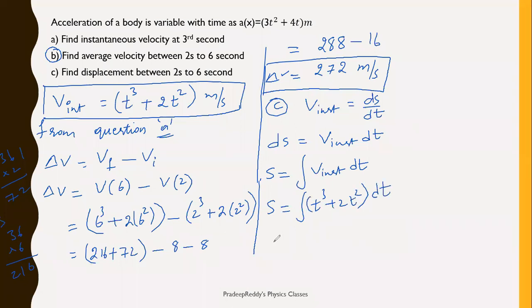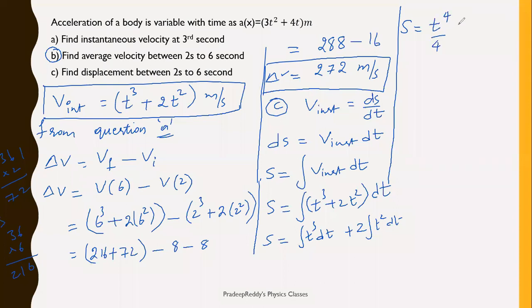Now S is equal to integration of t cube dt plus 2 into integration of t square dt. So S will be t power 4 by 4 plus 2 into t power 3 by 3. This is displacement. And displacement between 2 second and 6 second, so delta S is equal to S of 6 minus S of 2.